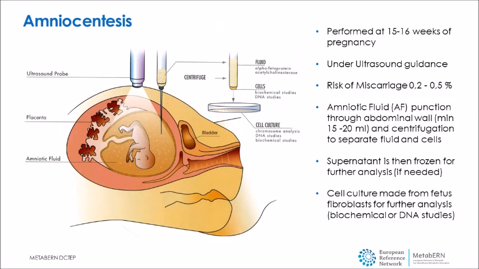Amniocentesis is performed a bit later in pregnancy, at around 15-16 weeks of gestation, under ultrasound guidance, with a risk of miscarriage a bit lower. The aim of the technique is to puncture the amniotic fluid through the abdominal wall to obtain a minimum of 15-20 milliliters and to centrifuge the liquid to separate fluid and cells. The supernatant is then frozen for further analysis, and fibroblasts from the fetus are put in culture for further analysis, as well as biochemical or DNA studies.